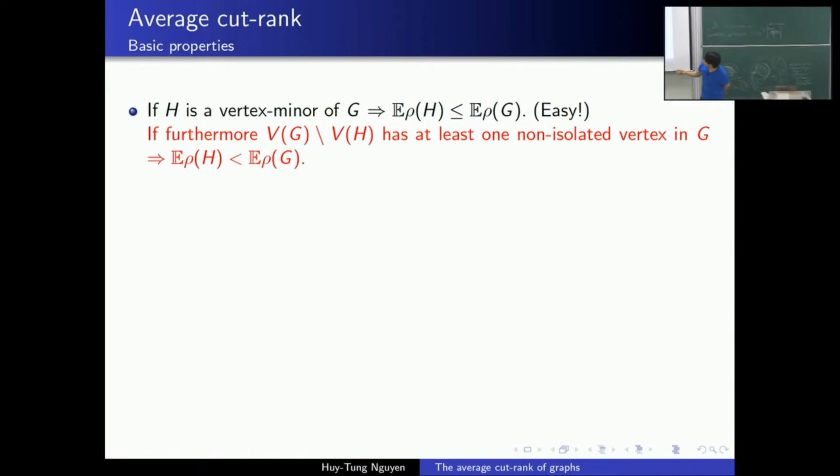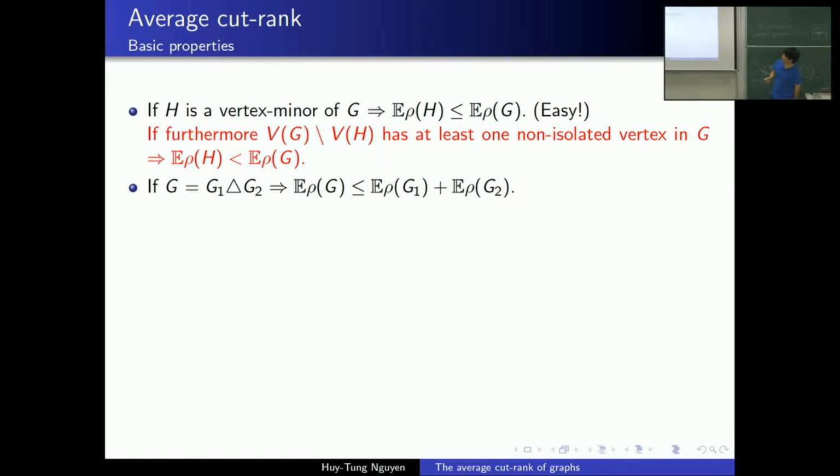Okay, and so just note this, because I'm not sure if the other rank-based functions and parameters have this property. Another thing to note is that the average rank is a rational number. It's not an integer. So this inequality is somehow expected. And if G is a symmetric difference of two graphs, then we can decompose the average rank of G into two, and we get an inequality.